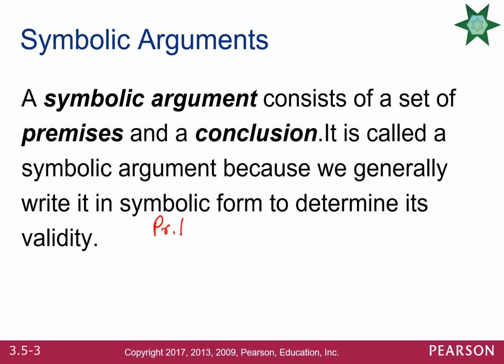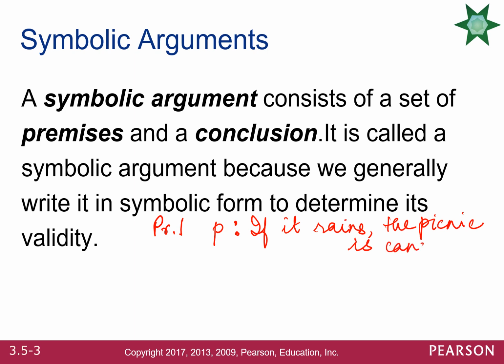Premise 1 is going to be represented by the letter P, and it says if it rains, the picnic will be cancelled. If it rains, the picnic is cancelled. Then premise 2, which I'm going to represent with the letter Q, says the picnic is cancelled.